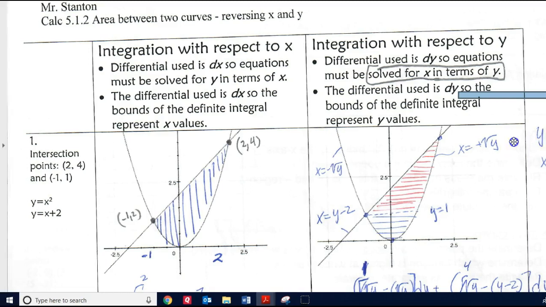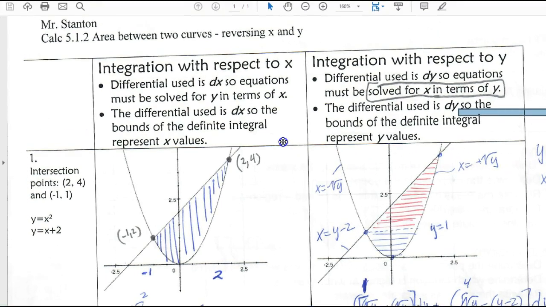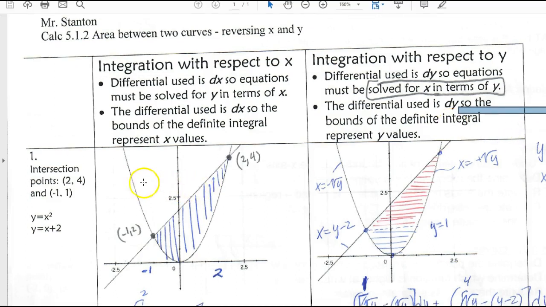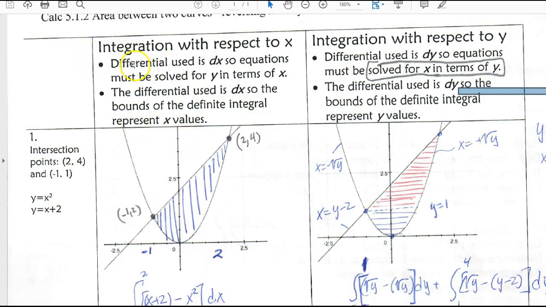All right, so turn the page. This is the one that we're most familiar with, integrating with respect to x. Here are the two equations, y equals x squared and y equals x plus 2.